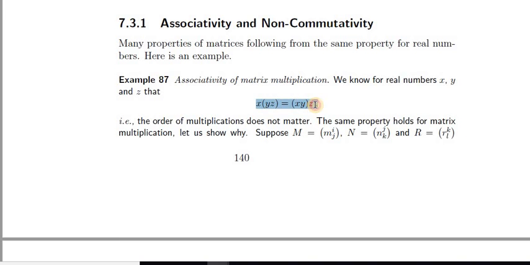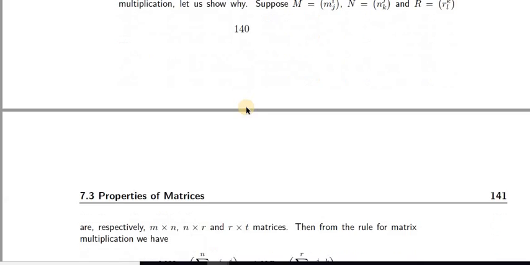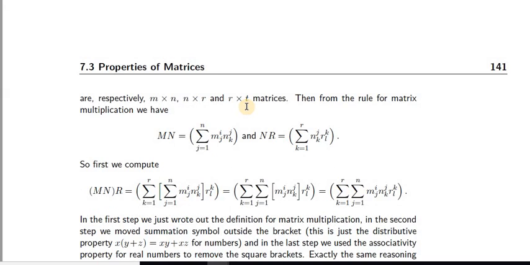This is the usual associative expression. You can replace x, y, and z with matrices. And you can prove this using the summation notation with components that we've been using in previous sections. If I take matrix M multiplied by matrix N, I have this summation expression. Notice that the column index on the first matrix is the same as the row index on the second. If I multiply N times R, I get this matrix here.